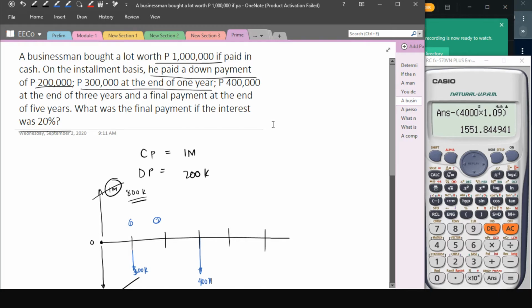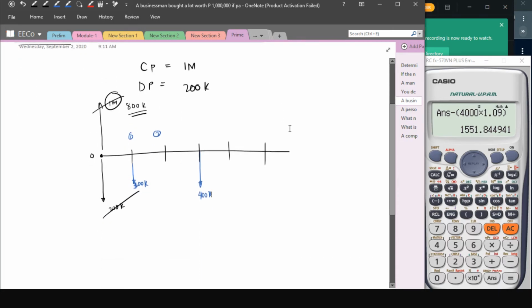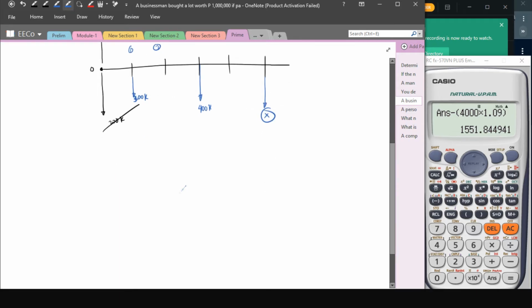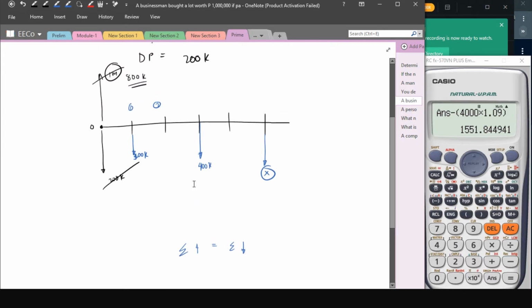Tapos, at the end of 3 years, the final payment, and the final payment at the end of the 5 years, hindi natin alam kung magkano yung final payment mo of the amortization. Now, gagawin natin the summation of all going up is equal to the summation of all going down. Kaya hanapin natin yung time value of money. Okay. Yung 800,000 mo at the span of 5 years, mag-grow pa yung kanyang value.